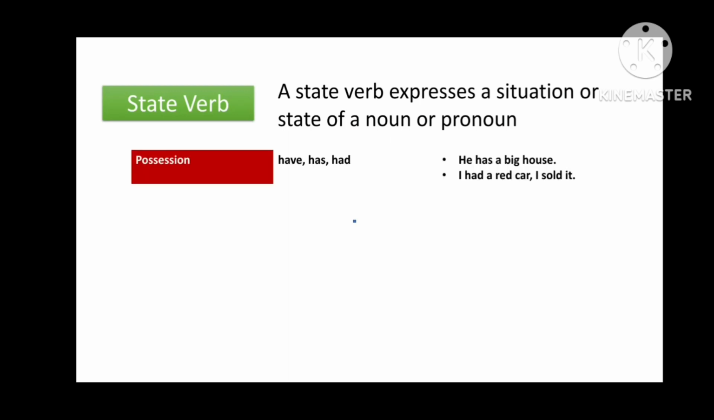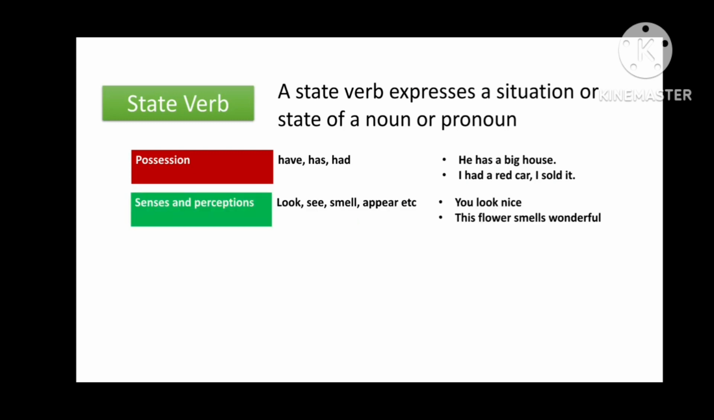State verbs are used to express possession or ownership. Words like have, has, had express ownership. For example, he has a big house. I had a red car. I sold it. Here, has and had are verbs. Have and has are used to show ownership in the present, while had is used to show ownership in the past.